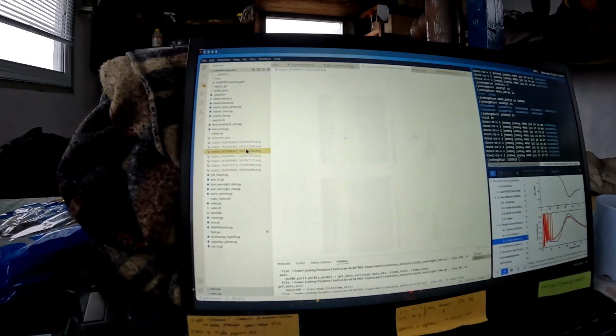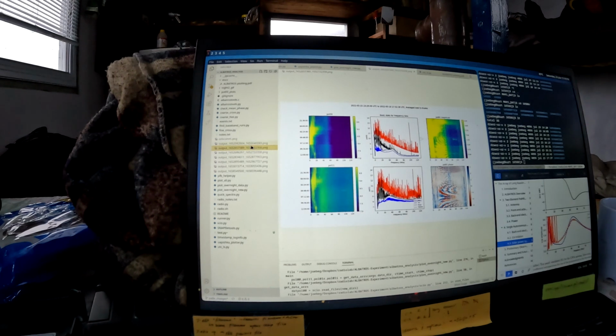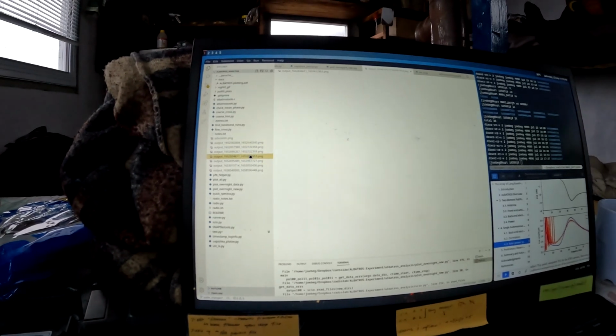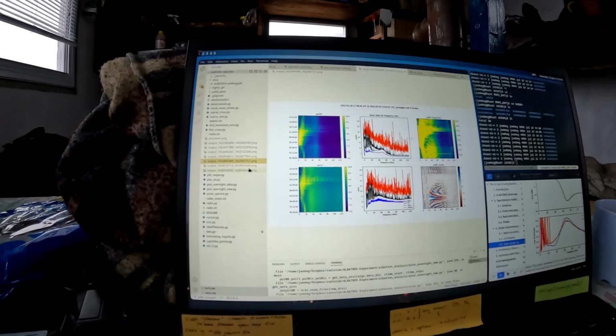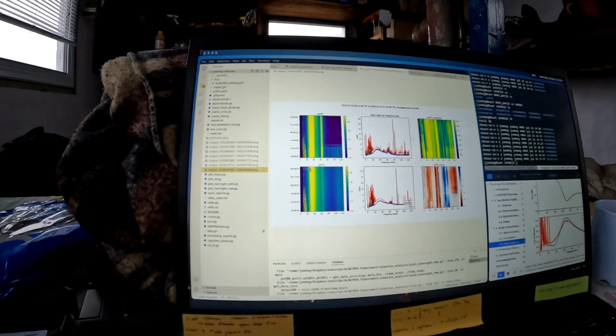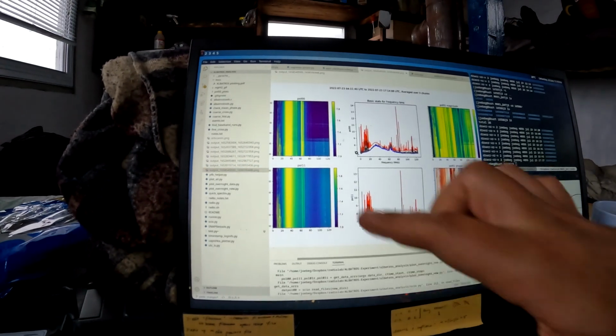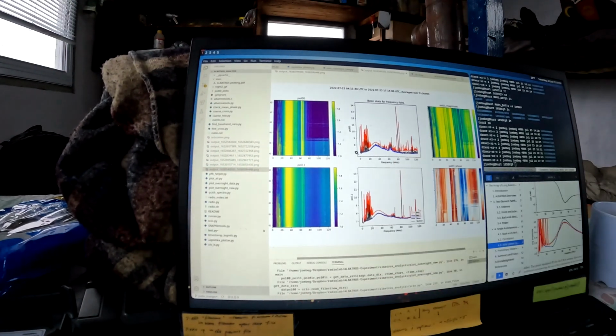So I have data from other experiments. Oh, these all suck. I was just testing it out. Okay. But basically, we've done this before in other locations, and we've never seen this weird thing at 60 megahertz. So we have no idea what it is.